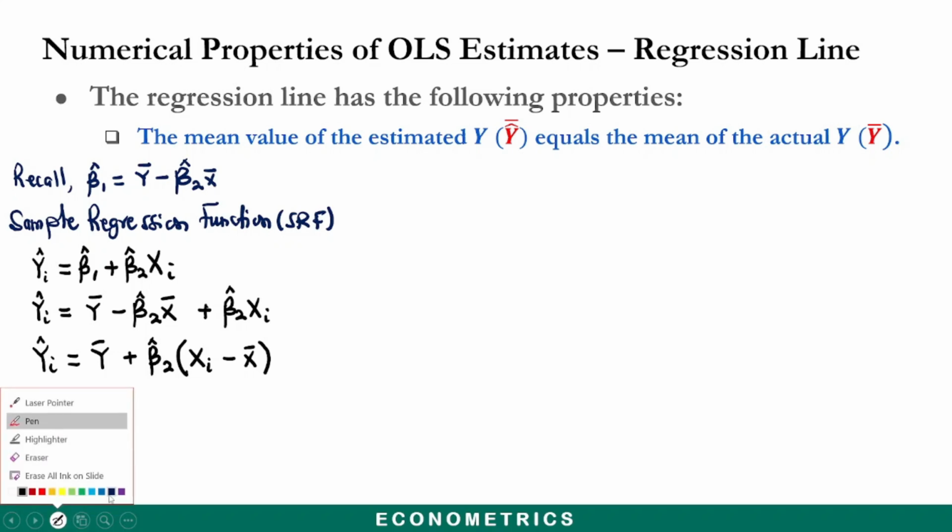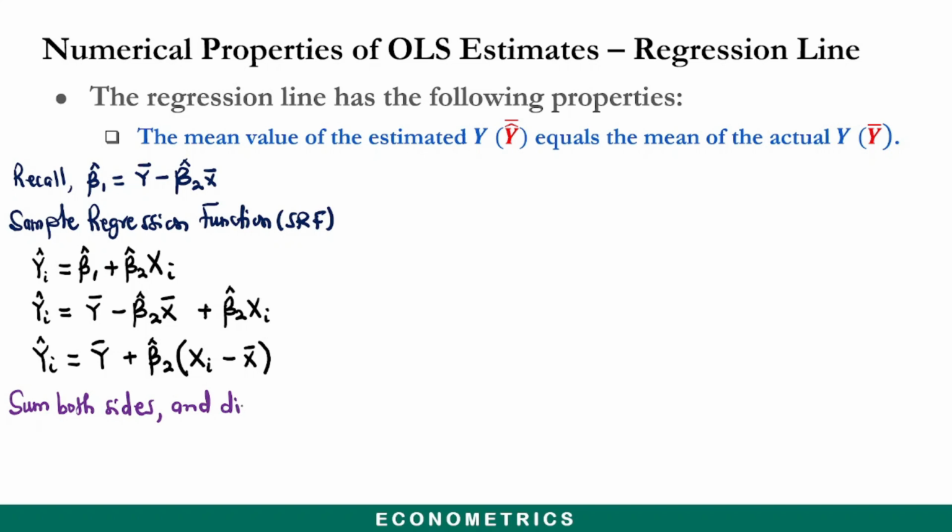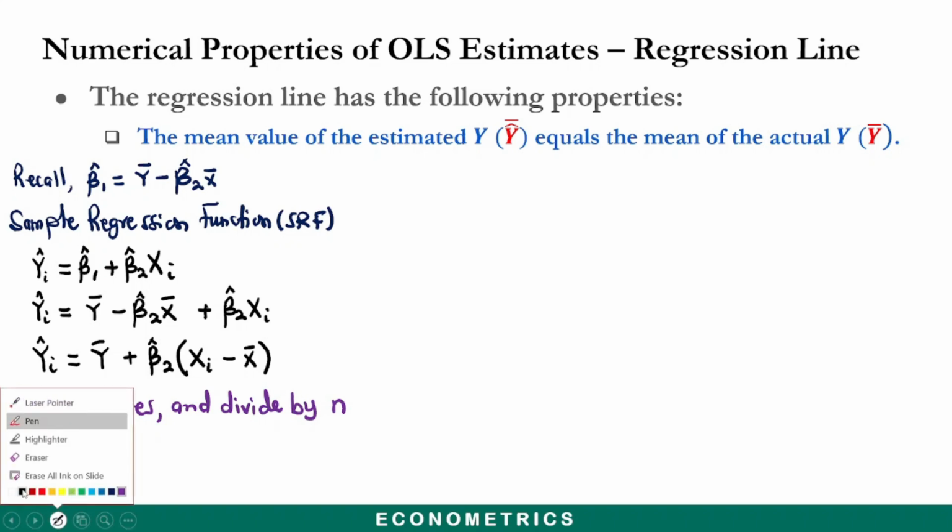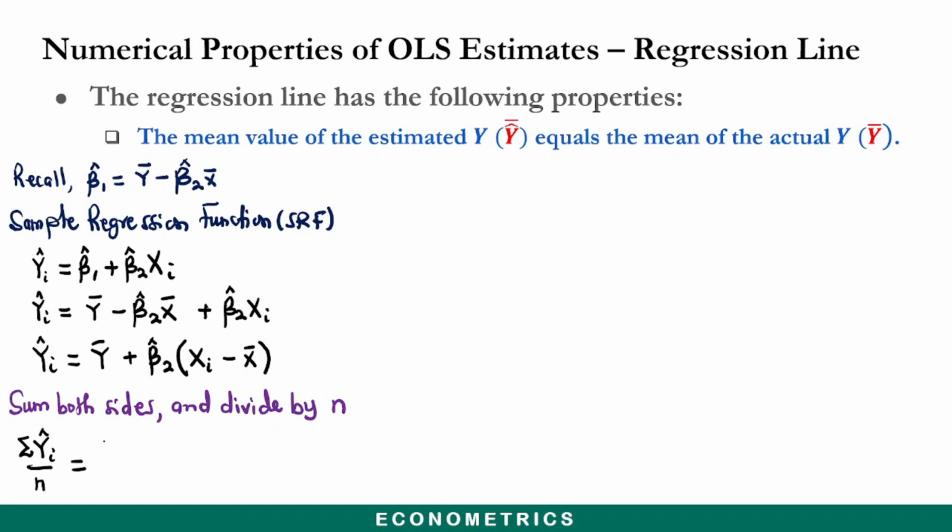So at this point, if you want to find the mean of the estimated Y on the left-hand side, you would have to sum both sides and then divide by the sample size. That is how we calculate the mean. So we will simply have the sum of yi hat divided by the sample size on the left-hand side. Then on the right-hand side, we will also have the sum of y bar plus beta 2 hat times xi minus x bar, divided by the sample size.